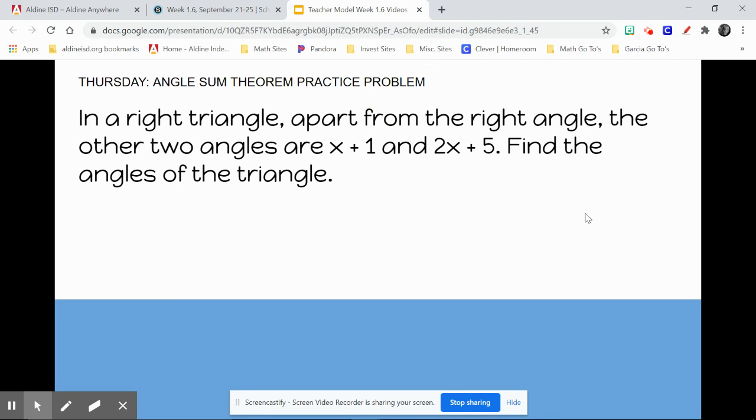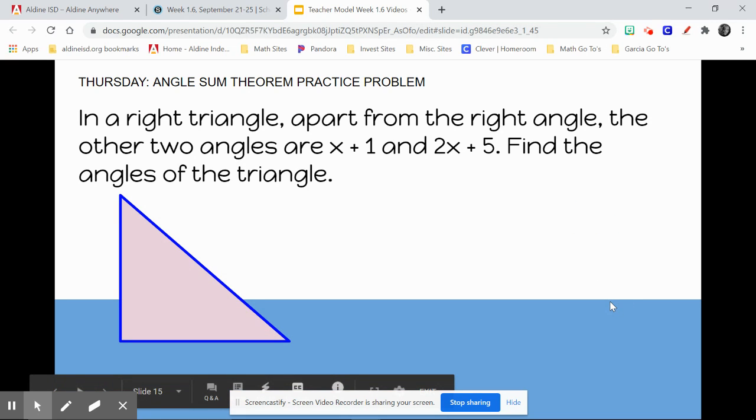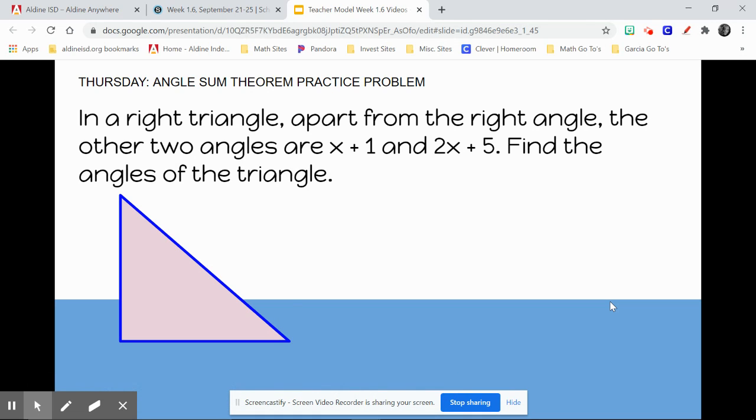So, the problem I have for us to practice reads: in a right triangle, apart from the right angle, the other two angles are x plus 1 and 2x plus 5. Find the angles of the triangle. It doesn't give me a picture of the right triangle, so I created my own picture. And what I'm now going to do is label the angles based on what's given.